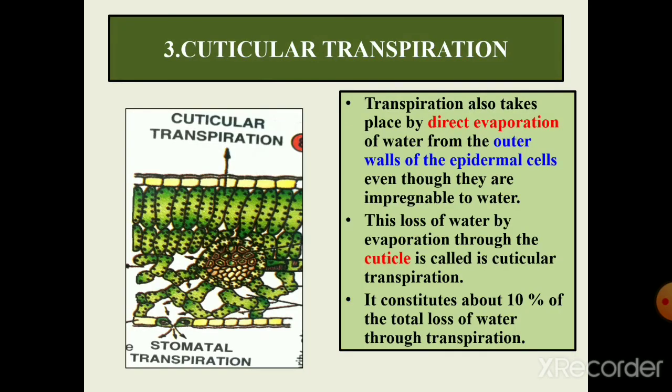The third type of transpiration is cuticular transpiration, that is, transpiration taking place from the cuticle. What is a cuticle? Cuticle is a waxy substance which is secreted by the epidermal cells. They are impermeable to water, but still transpiration does take place through them. Transpiration also takes place through direct evaporation of water from the outer walls of the epidermal cells, even though they are impermeable to water. This loss of water by evaporation through the cuticle is called cuticular transpiration. It constitutes 10% of the total loss of water through transpiration.